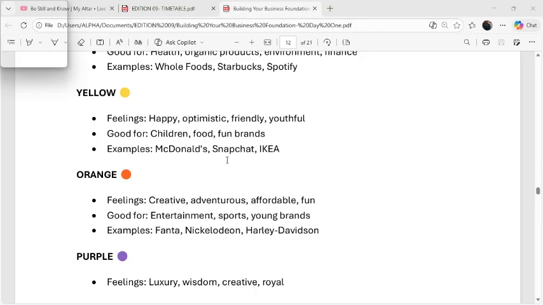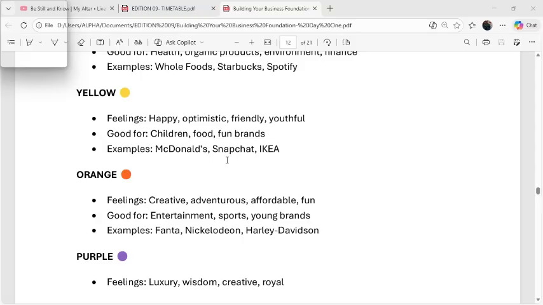Then, when we talk about the color orange, it is about what? It is about being creative. It is about being adventurous, affordable, fun. So we can use it for brands under entertainment, under sports, under young brands. And for instance, let's look at Fanta, let's look at Nickelodeon, let's look at Harley Davidson.